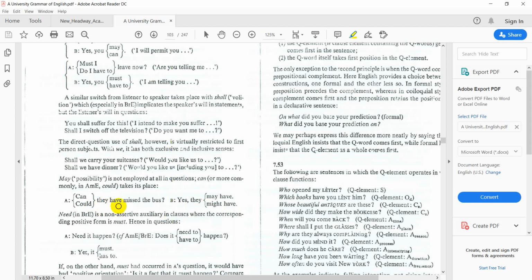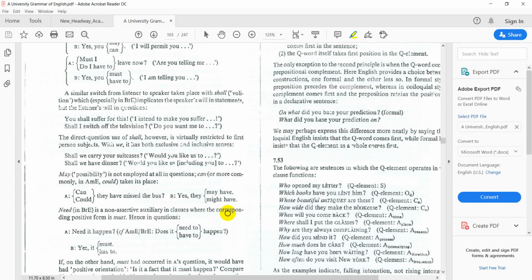So, can they have missed the bus? Could they have? Is it possible that they have missed the bus? The reply will be by the side of the speaker. Yes, they may have. Yes, they might have. It is possible that they missed the bus.